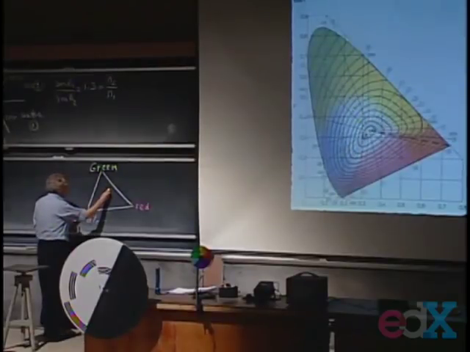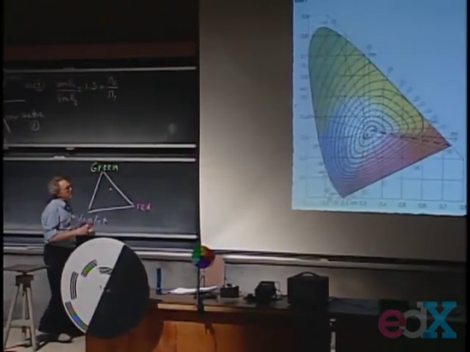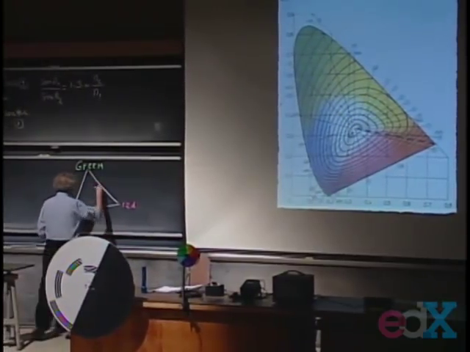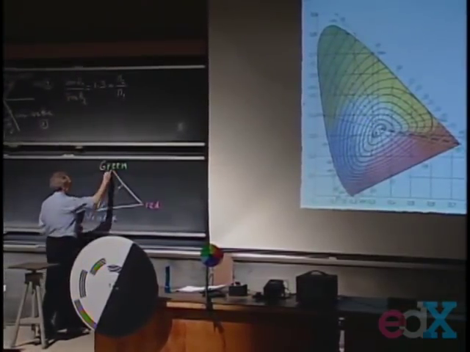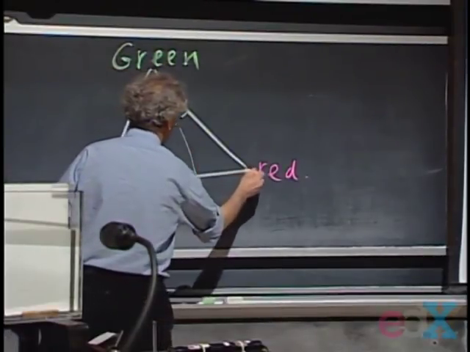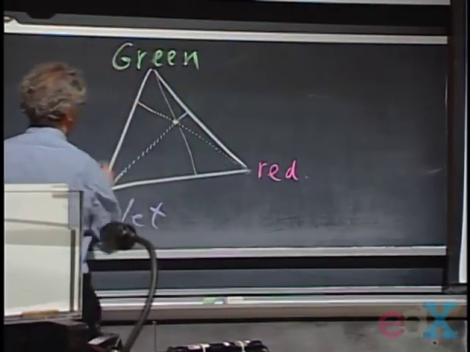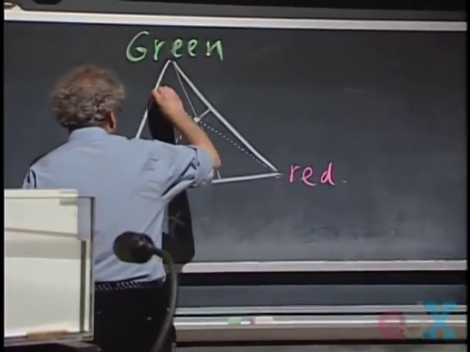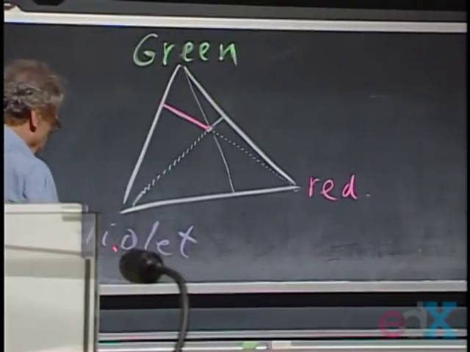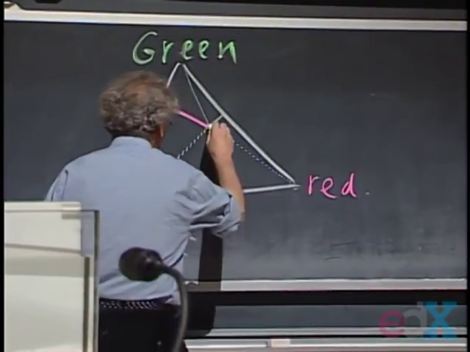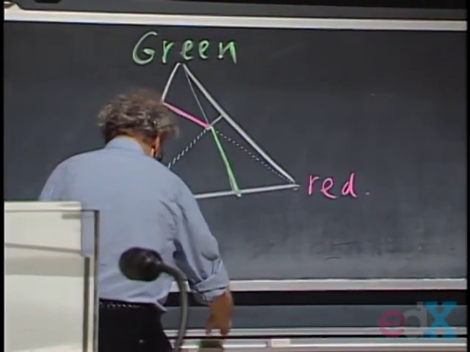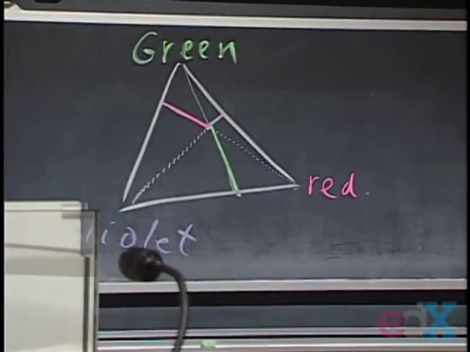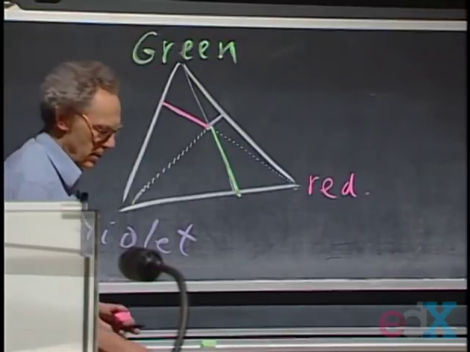Well, suppose I want to make this color here. So that's this color, say. Then you draw three lines, 1, 2, 3, from the three corners. And this is the amount of red that you have to put in. And this is the amount of green that you have to put in the light. And this is the amount of violet light. And if you do that in that ratio, you would get the color which is here.